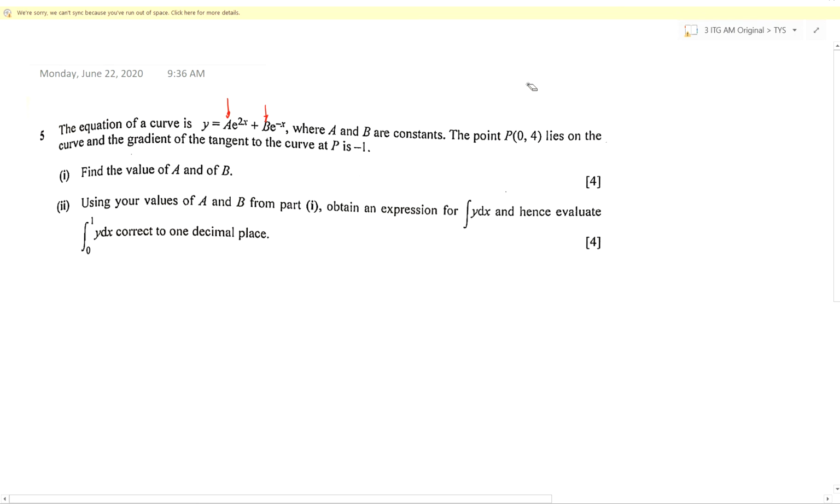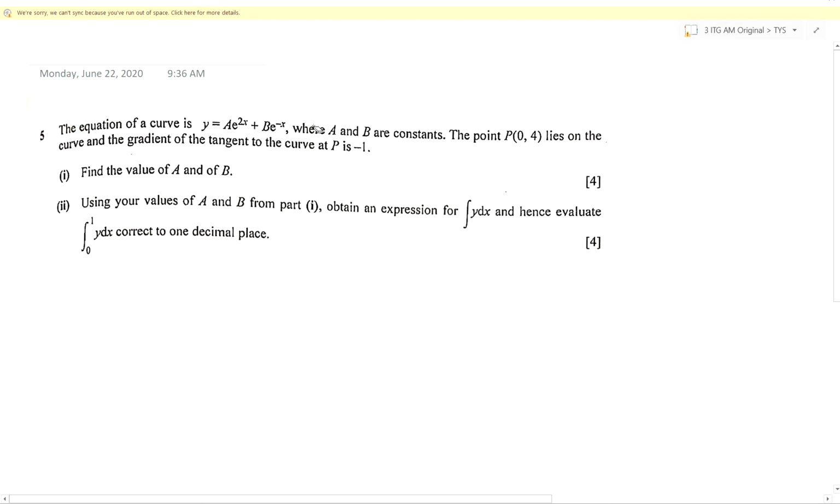Whenever they give you an equation and a set of coordinates, you have to think about substituting them back inside. Here we've got x and y values. So do a mental exercise. If I sub in x equals 0 and y equals 4, I will have one equation with two unknowns. The unknowns are a and b. So you have to be able to think about that.